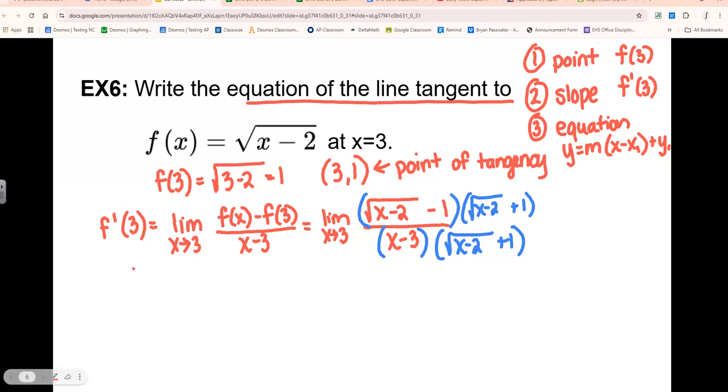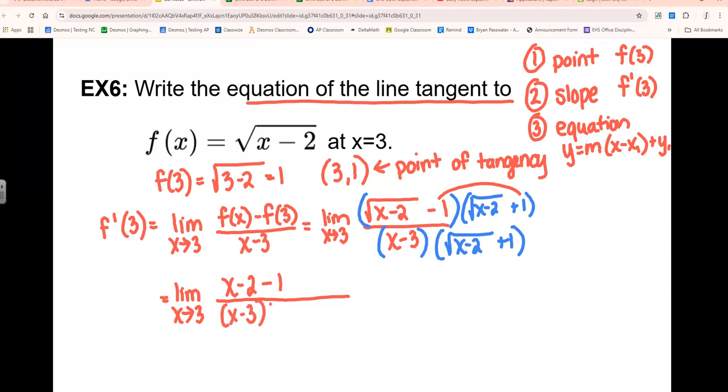And when I do that, I will get the limit as x approaches 3 of, I'll get square root of x minus 2 times square root of x minus 2 is x minus 2. And then I'll get a positive square root of x minus 2, but I'll also get a negative square root of x minus 2. Those middle terms will cancel out. And then I'll just have to do my negative 1 times positive 1, so that'll give me a negative 1. And then on the bottom, I've got x minus 3 times square root of x minus 2 plus 1. Make sure you got parentheses around that x minus 3, because if you don't, it's wrong.